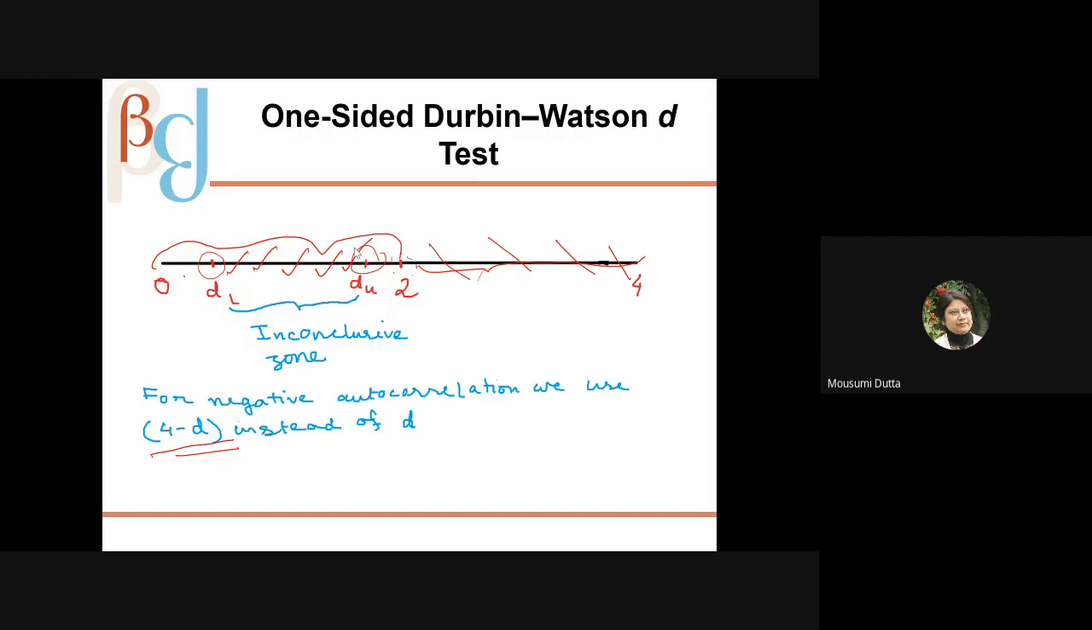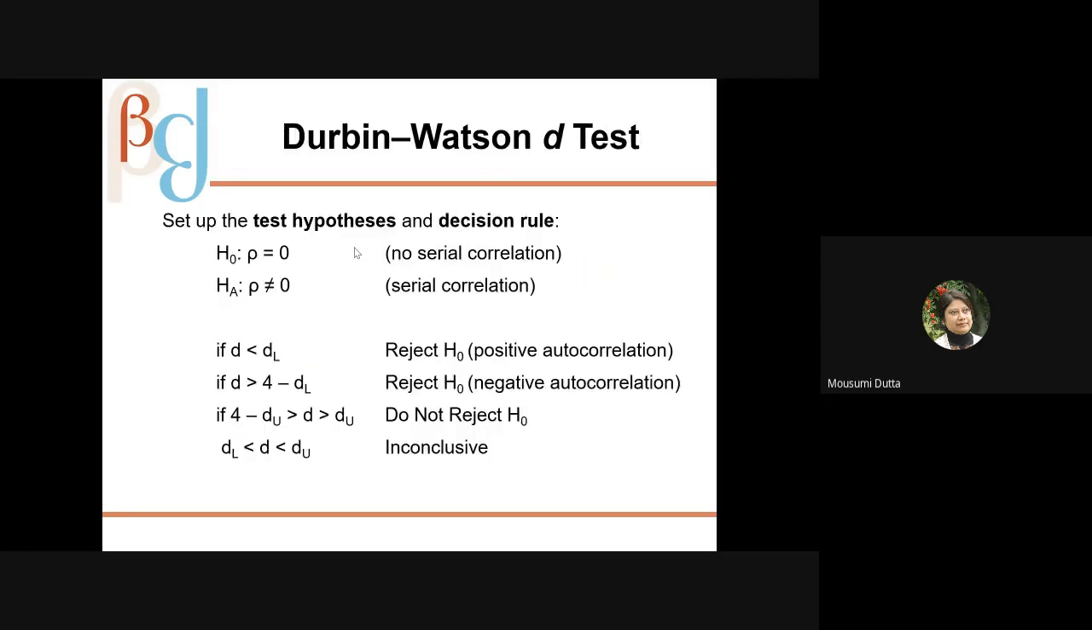You will not be able to come to any conclusion if your calculated D value lies in between the tabular values DL and DU. If your calculated D value is lesser than DL, you will be able to come to some conclusion. If it is greater than DU, however, within 2, you will be able to come to some conclusion. However, if your calculated value lies between the two limits DL and DU, in that case the test remains inconclusive. When we go for some numerical exercises, I think the things will be more clear to all of you.